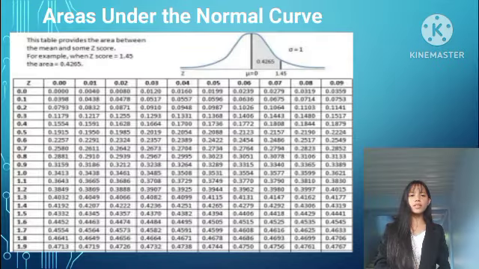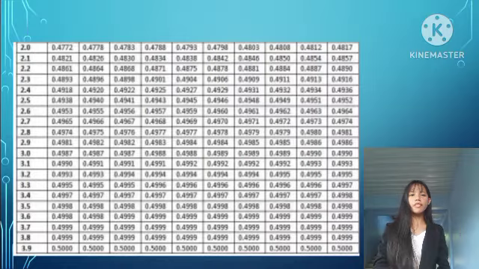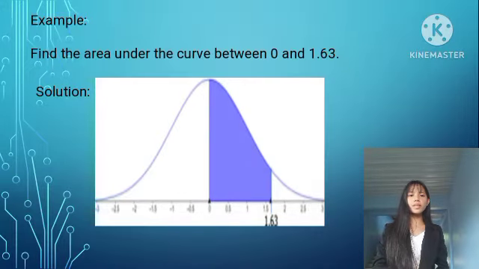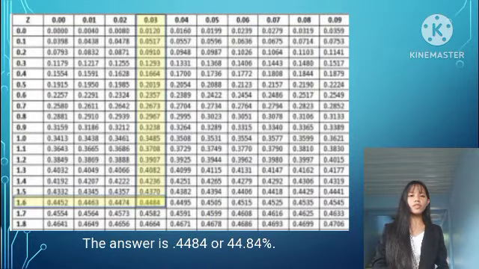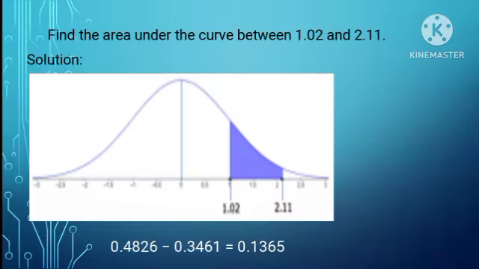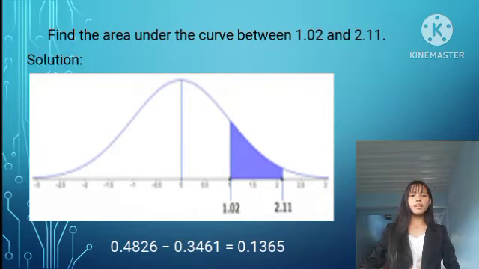Areas under the normal curve. Find the area under the normal curve between 0 and 1.63. The answer is 0.4484 or 44.84%.